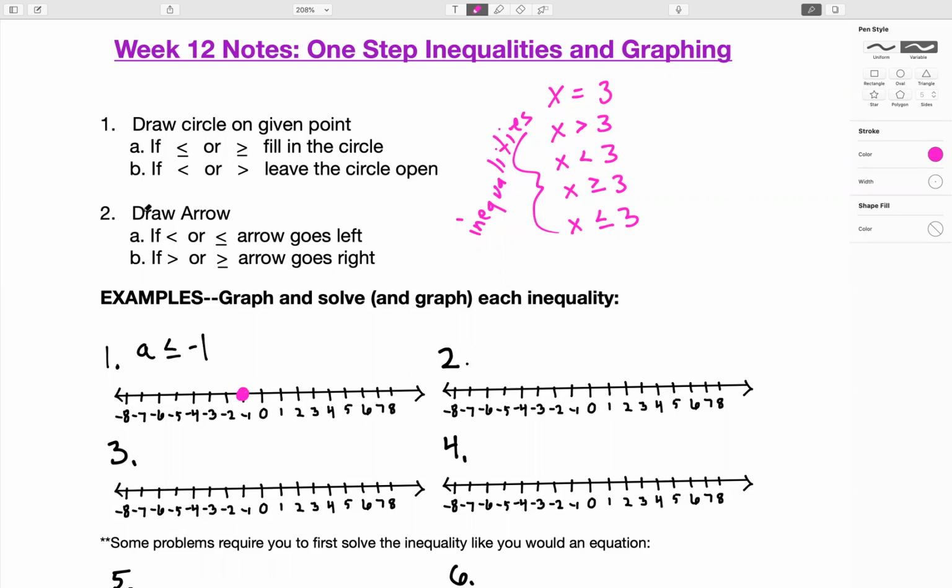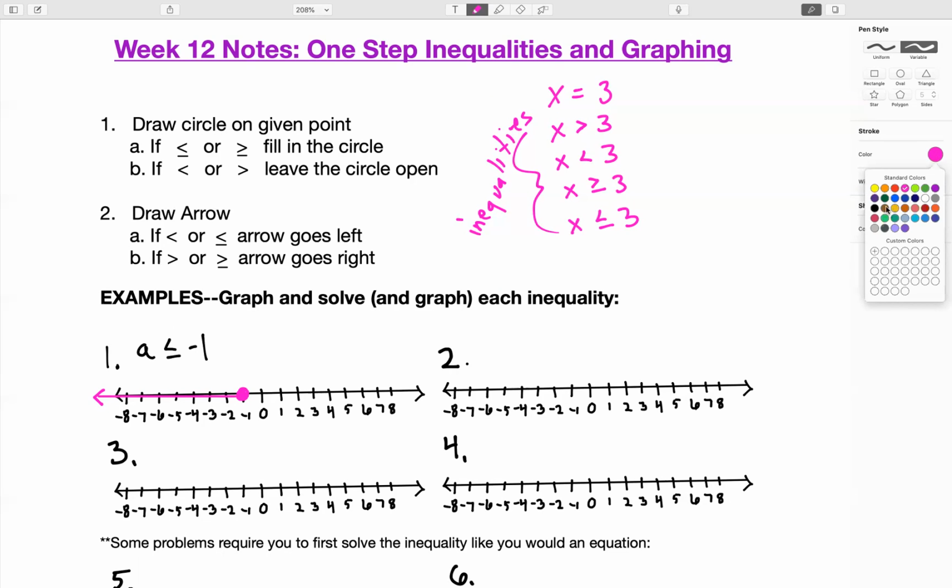Step 2. Now we draw an arrow. If it's less than or equal to, the arrow goes left. If it was greater than or equal to, the arrow would go right. But because it is less than or equal to, the arrow is going to go left. So I'm going to draw an arrow left, and that represents all the values -1 and less than -1, all the way to negative infinity.